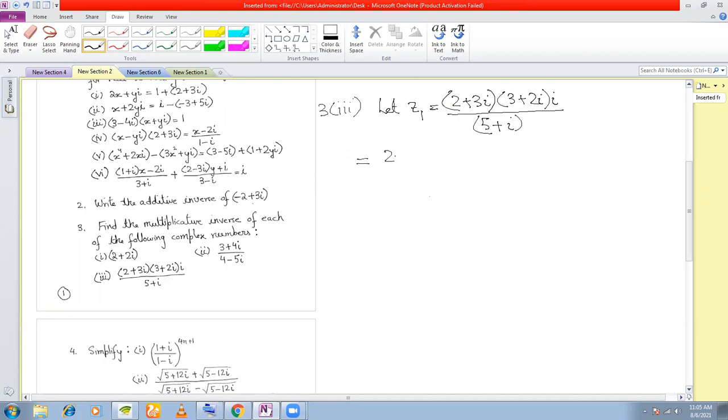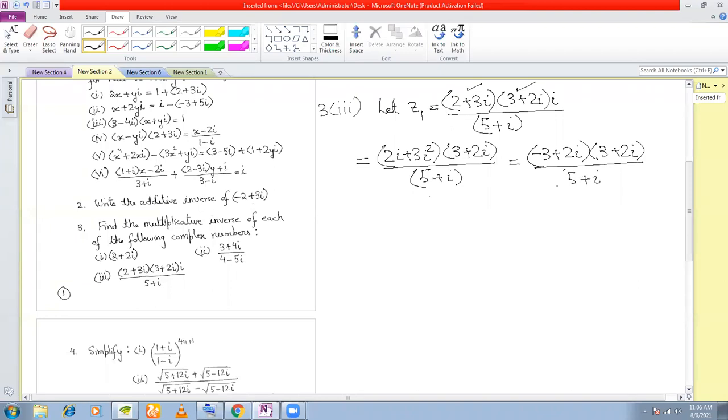You can multiply i with any of the two. You can either multiply with this or with this. Okay. So let's multiply with the first one. So you get 2i plus 3i square into 3 plus 2i divided by 5 plus i. So now you have minus 3 plus 2i, because 3i square is minus 3, and you have 3 plus 2i divided by 5 plus i. Now if you see clearly, this is a plus ib form.